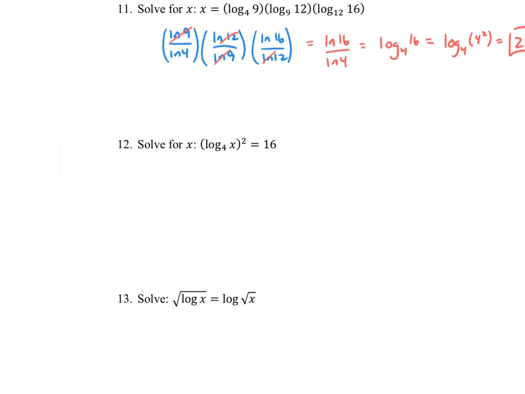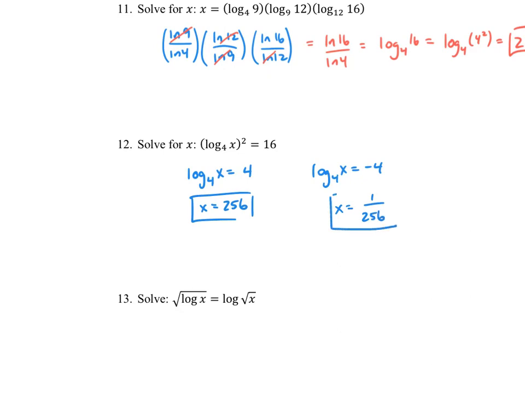So here we have the square root. So we have log base 4 of x could be equal to 4, or it could be equal to negative 4 because we're taking the square root of a square, which we know is the absolute value. So in this case, we get 4 to the 4th, which is 256. In this case, we get 4 to the negative 4th, which is 1 over 256. A little bit tricky there.